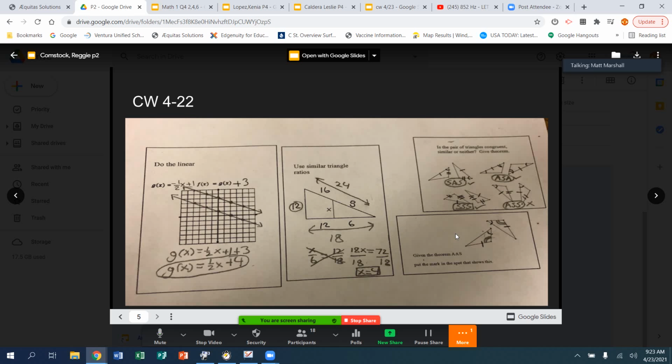What would be wrong, Reggie, if someone wanted to show AAS and put the angle right here? What would be wrong with that? Well, because the side would be between the two angles. Yep, then that would show angle, side, angle, right? Good job, Reggie. All right, almost done.